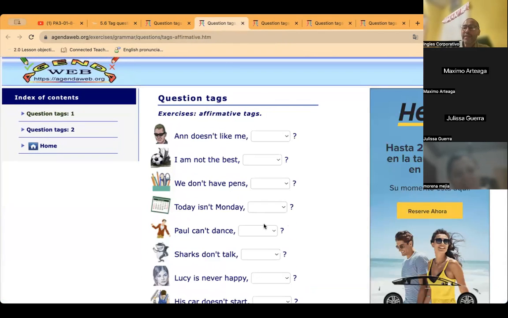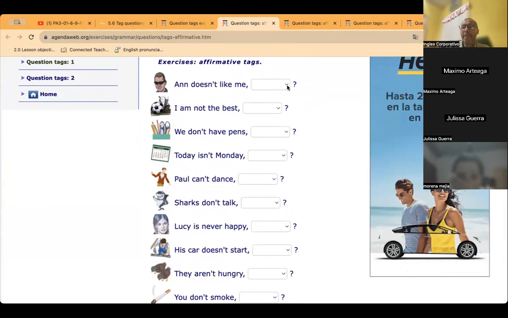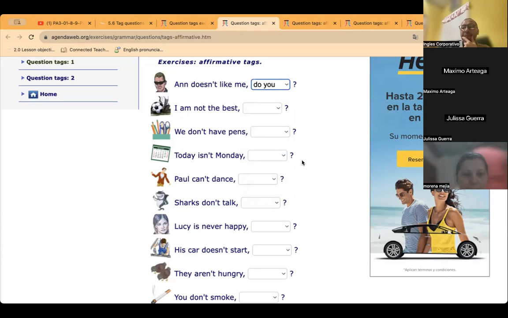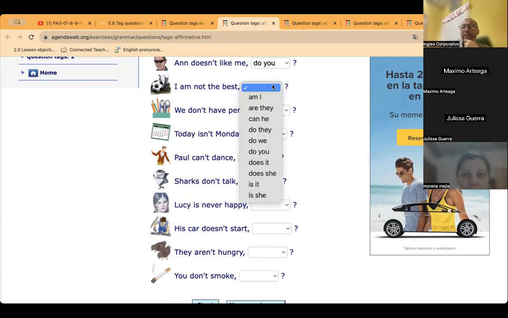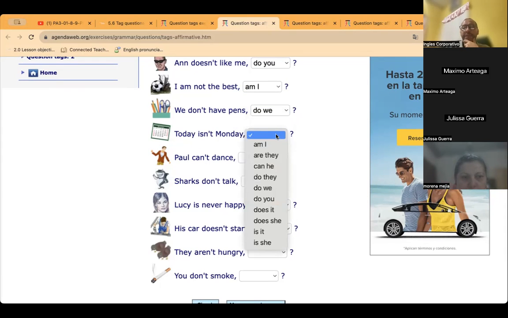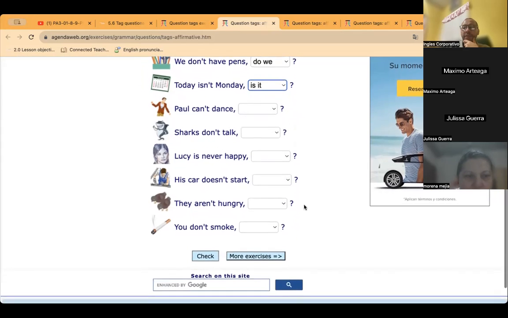Let's try the positive tags. Here, we're going to try the positive. Julissa, number one. Do you? Okay. Let's try it. Number two, Morena. Okay. Máximo. Do we? Okay. Julissa. Is it?